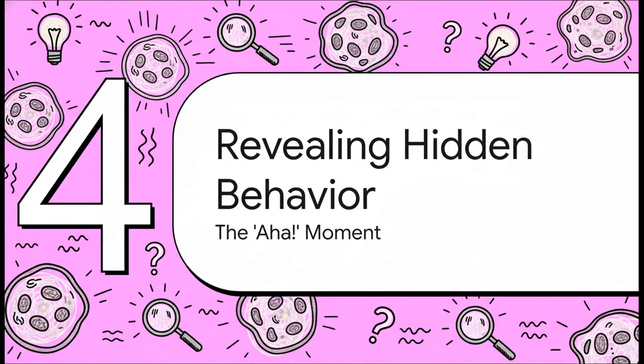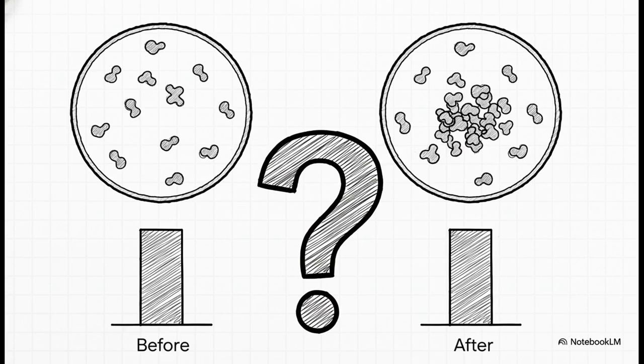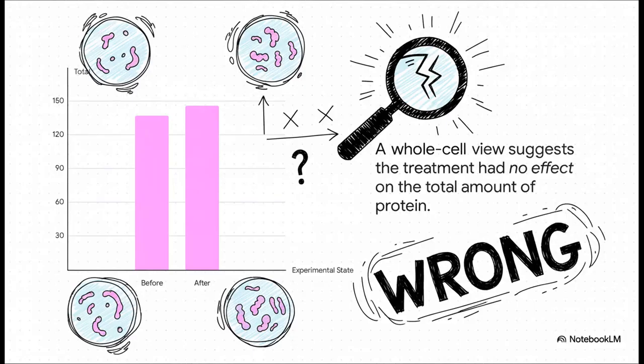All right, this is where we get to the real wow moment. What does this new level of detail actually show us that we were missing before? Okay, so let's picture a classic experiment, right? A scientist adds a drug to a cell to see what happens to a certain protein. Now, if they were using the old school whole cell measurement, the total amount of that protein in the cell might not change one bit. Using those old methods, your results would look something like this. The before bar and the after bar are pretty much the same height. You'd look at this and go, well, I guess the treatment did nothing. But you'd be totally 100% wrong.